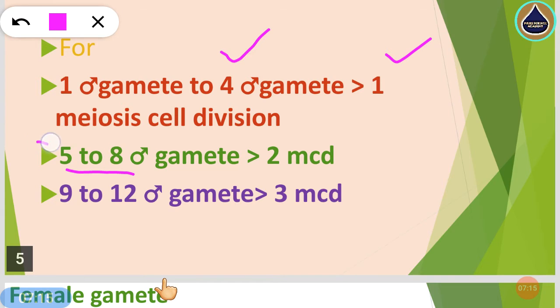Then from 5 to 8, 2 meiotic cell divisions are needed. Is that clear? And in the third example, from 9 to 12, for the formation of the 9 to 12 male gametes, 3 meiotic cell divisions are needed, and so on. So it is now clear that one meiotic cell division is needed for the formation of 4 pollen grains, which will finally convert into 4 male gametes.